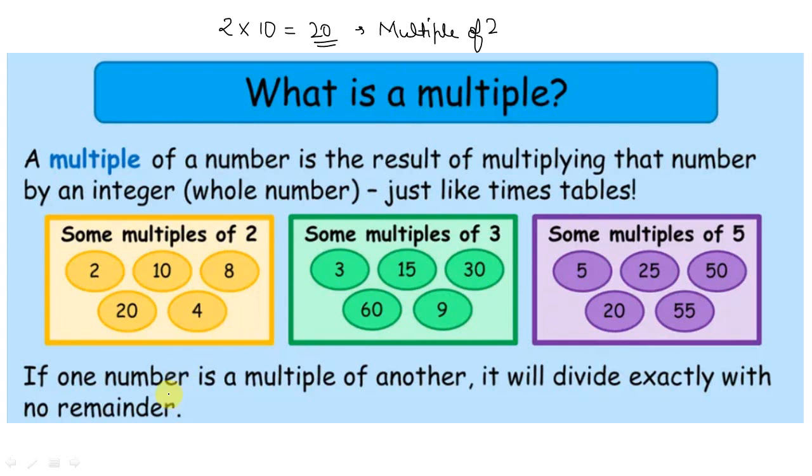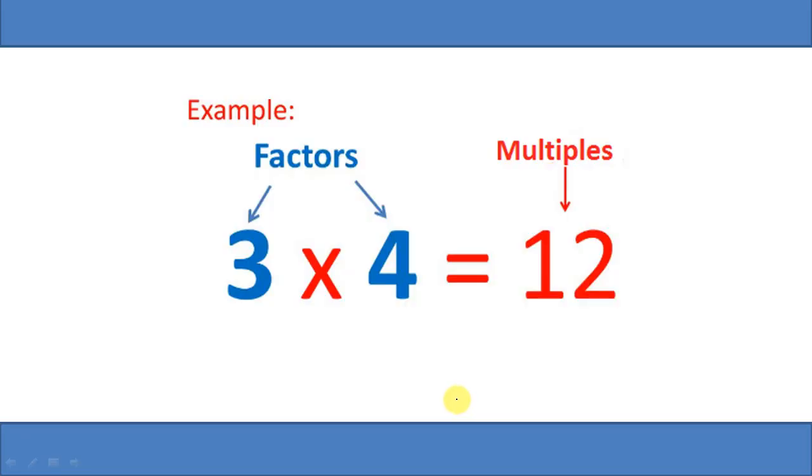Now let's see, if one number is a multiple of another, it will divide exactly with no remainder. If we are saying 10 is a multiple of 2, it means कि अगर आप 10 को 2 से डिवाइड करो तो आपका रिमाइंडर 0 ही आएगा. Yes, because जो 10 है वो 2 की टेबल में 5 में जाता है तो रिमाइंडर तो 0 ही होता है. So that is why we are saying if one number is a multiple of another, it will divide exactly with no remainder.